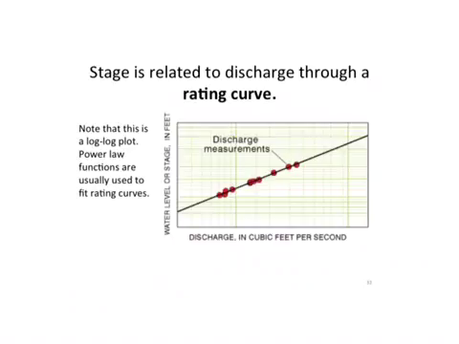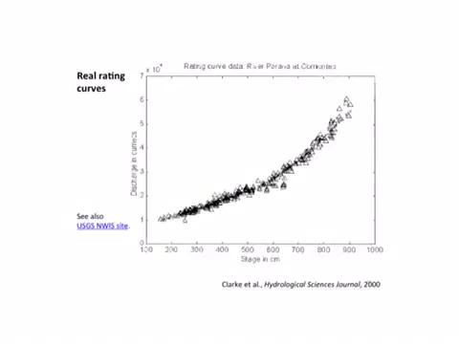And the way we determine that relationship is through a rating curve. So a rating curve is just a plot of discharge versus stage. And one of the things you'll note is that this is on log-log graph paper, and it's very common that the relationship between discharge and stage fits a power law. And so if we look at these on linear axes, here's an example of a real rating curve, and you can see this power law function that relates stage to discharge. You can download these from the USGS National Water Information Service.